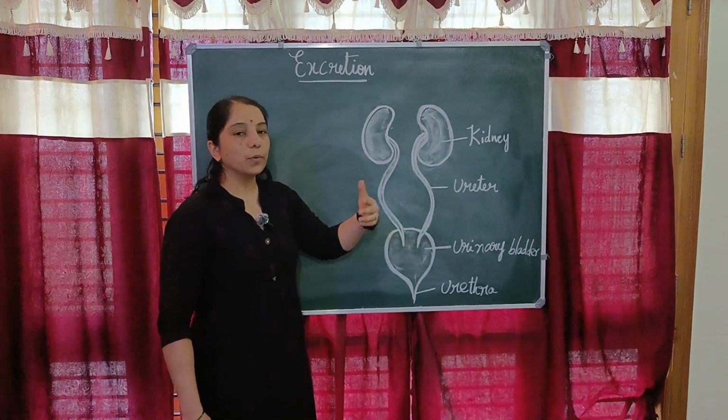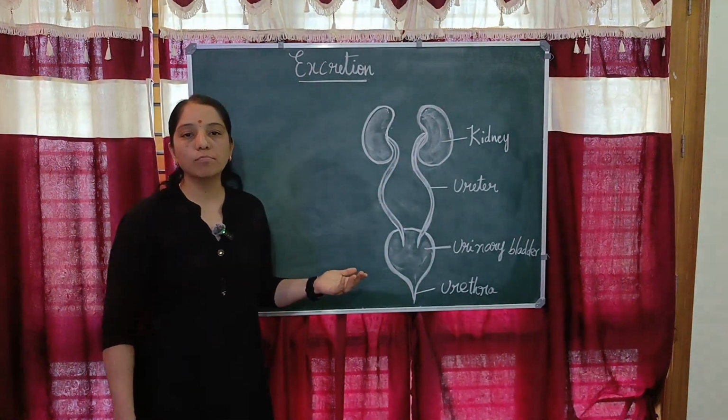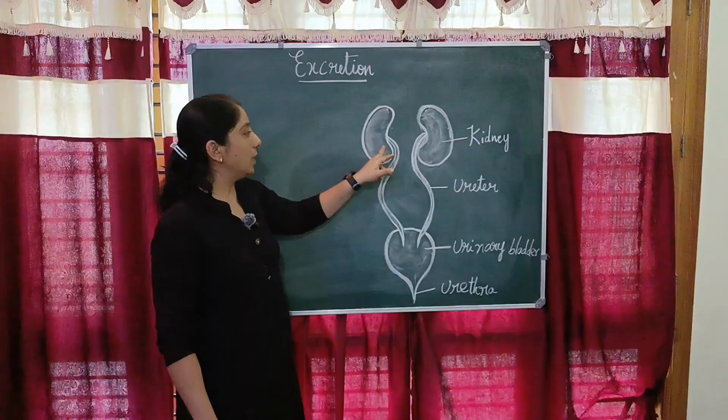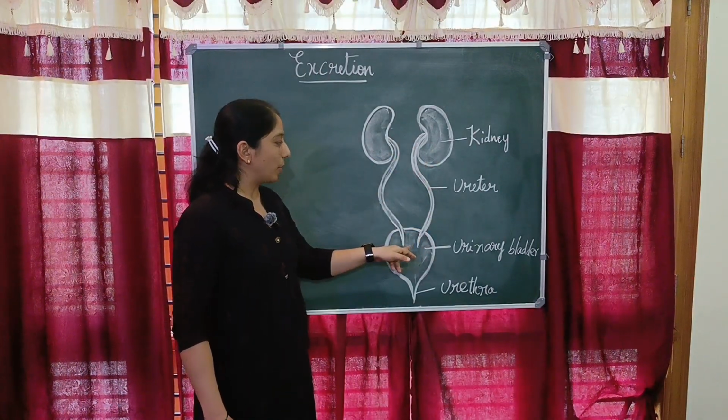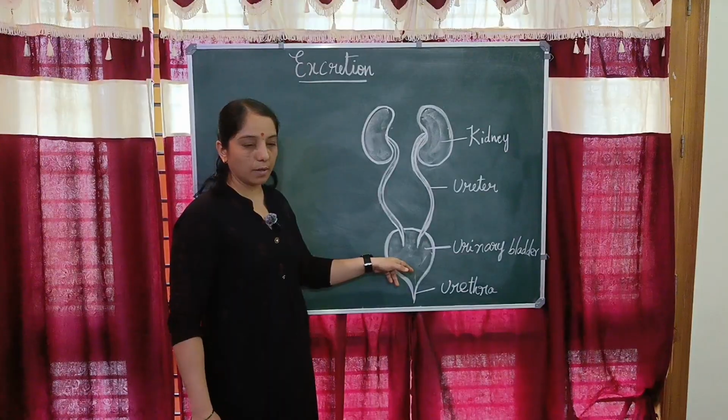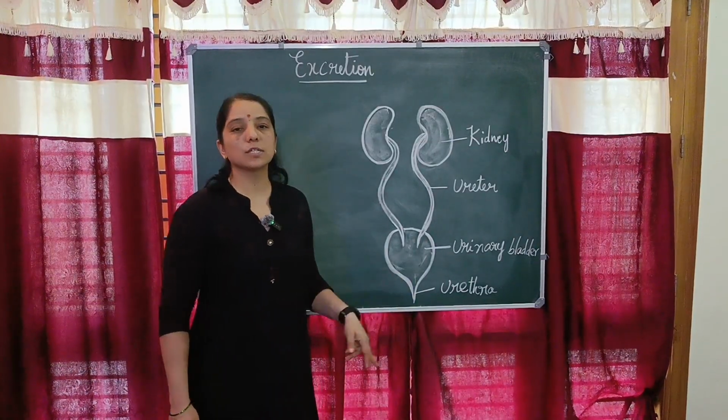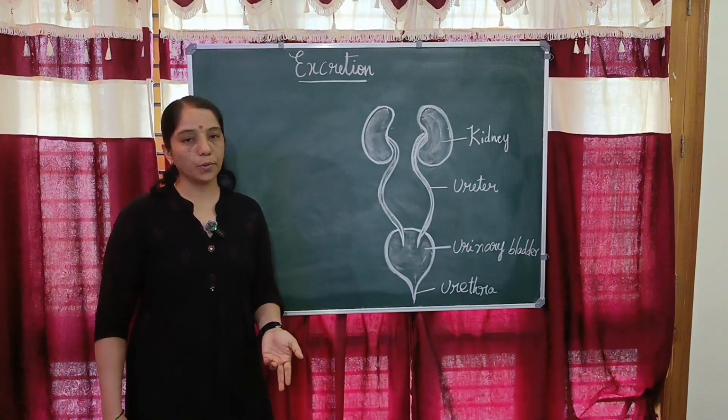Filtered, that means urea and uric acid in the form of urine, those are filtered in the kidney, passed through the ureter, stored in the urinary bladder and passed out of the body through the urethra only.